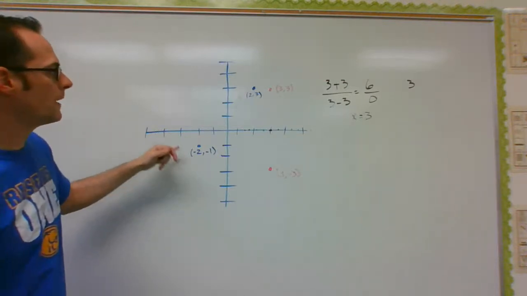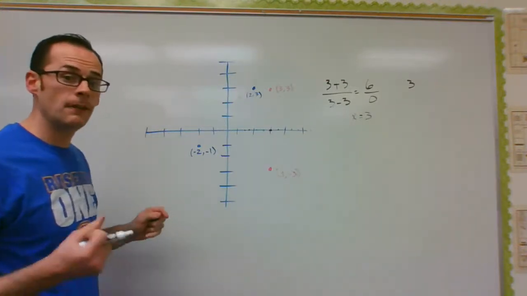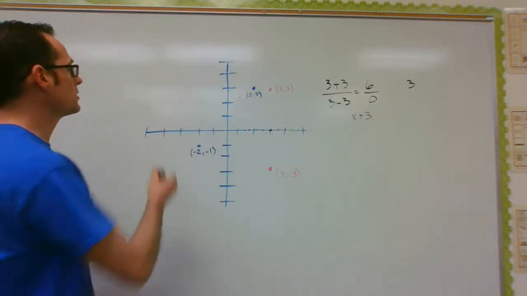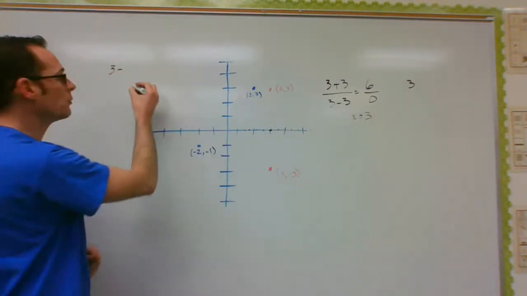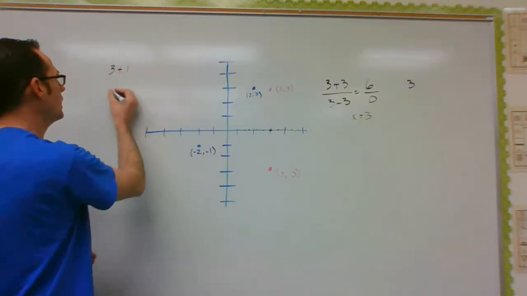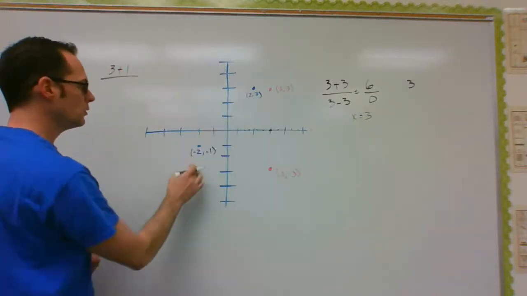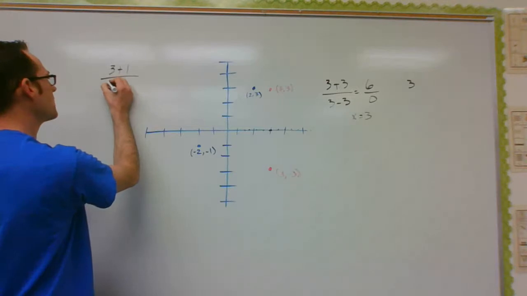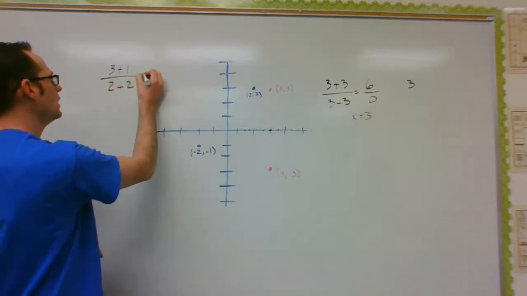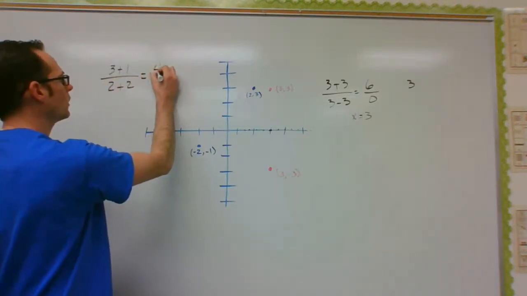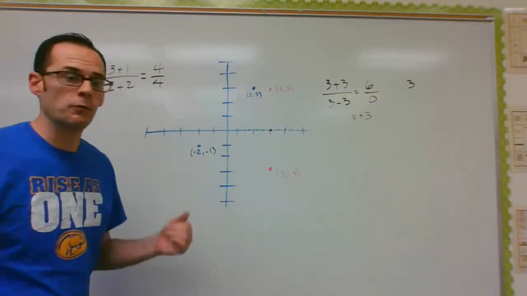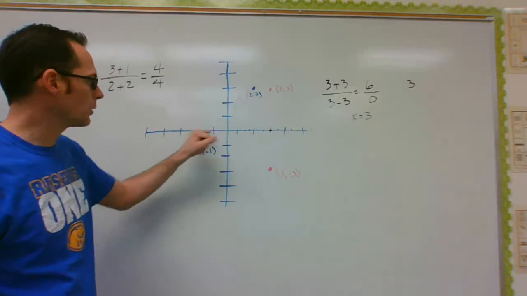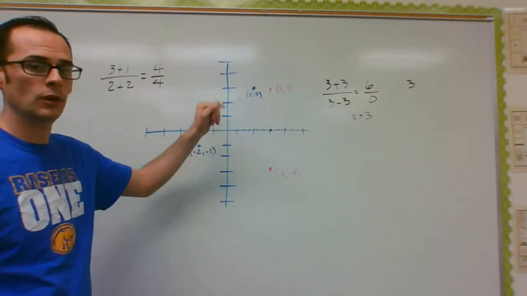In order to find this, once again we need to find our slope first, which is rise over run. We're going to do 3 minus negative 1, which is the same as 3 plus 1, over 2 minus negative 2, which is the same as 2 plus 2, which means we have 4 over 4. In other words, we have a slope of 1. For every one we go up, we go over 1. Up 1, over 1, up 1, over 1.